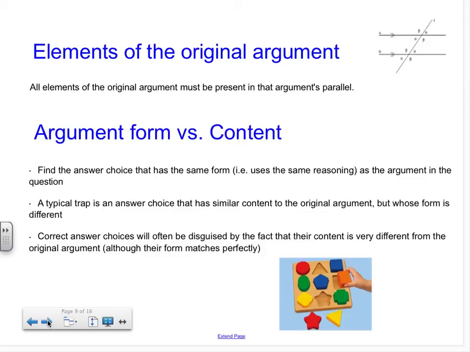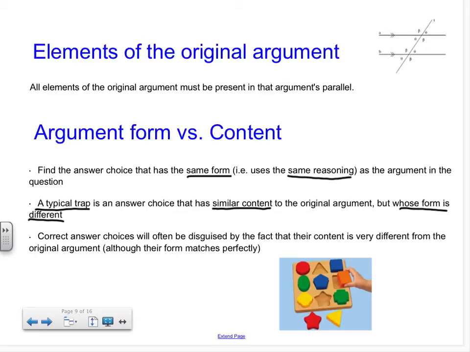And argument form versus content, which we've already alluded to. Find the answer choice that has the same form, i.e. uses the same reasoning as the argument in the question. A typical trap that LSAT writers love to use is an answer choice that has similar content to the original argument, but whose form is different. So just an example, if the passage and the answer choice are both talking about Africa, it is highly likely that that answer choice about Africa is not correct.